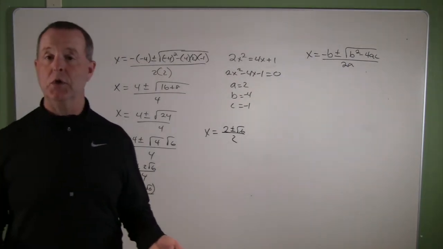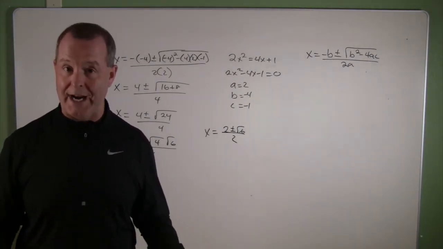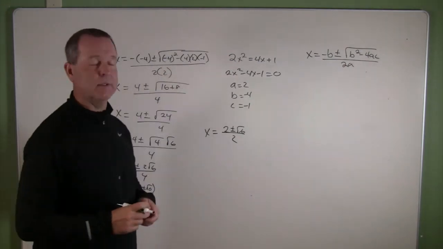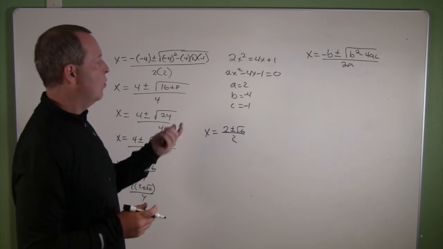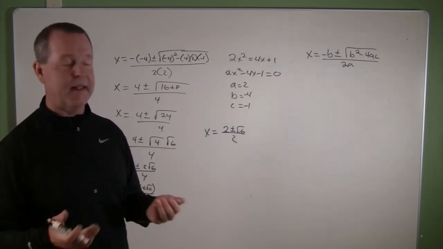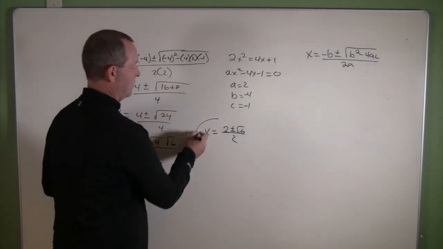And there are my two solutions. My two solutions here are irrational, which tells me that I wasn't able to factor them using a factoring method. So the best method I had available to me was using this quadratic formula that I could use to find those two solutions.